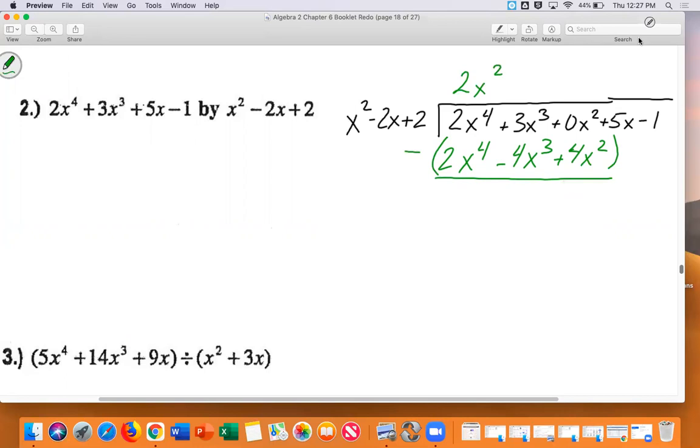And we're subtracting. So I have 2x to the 4th minus 2x to the 4th. That's 0. We have 3x cubed minus 4x cubed. That's 7x cubed. 0x squared minus 4x squared. That's 4x squared. That 5x comes down. So I write plus 5x.